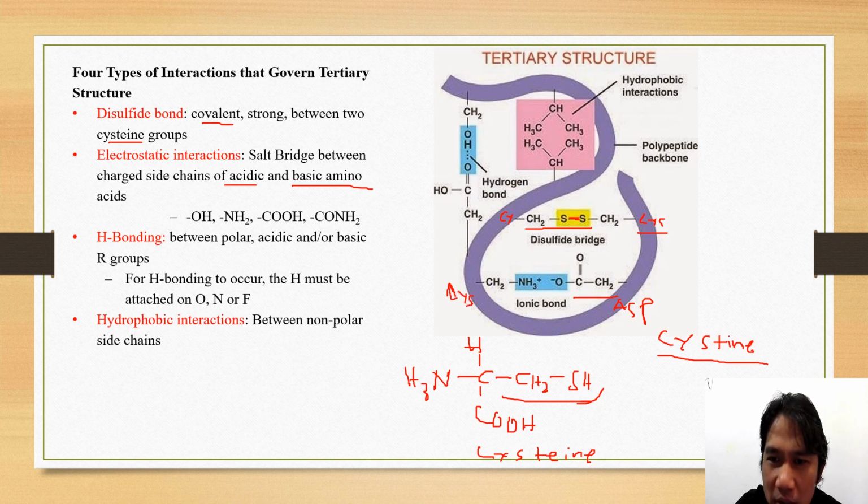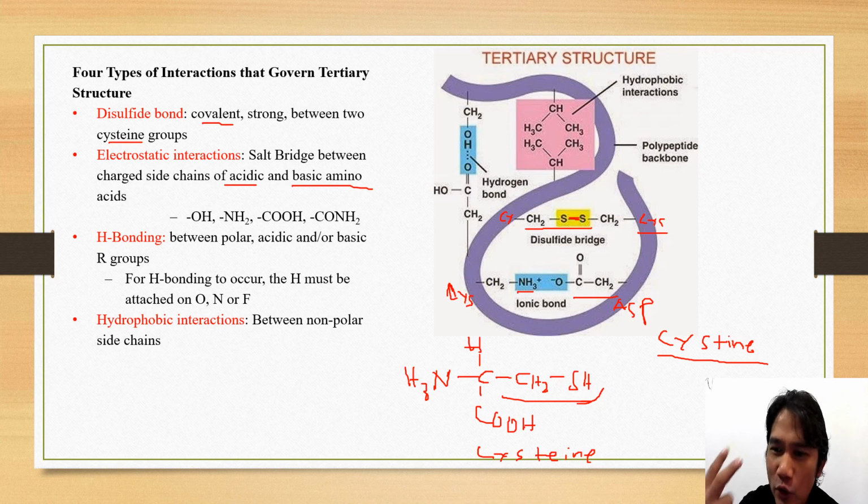Remember, lysine is basic and aspartic acid is acidic. So when they are close to one another, they form what we call electrostatic attraction. Being basic and this is acidic, they form what we call a salt bridge. Okay? So all you have to remember is this electrostatic attraction happens between amino acids that have basic and acidic side chains.